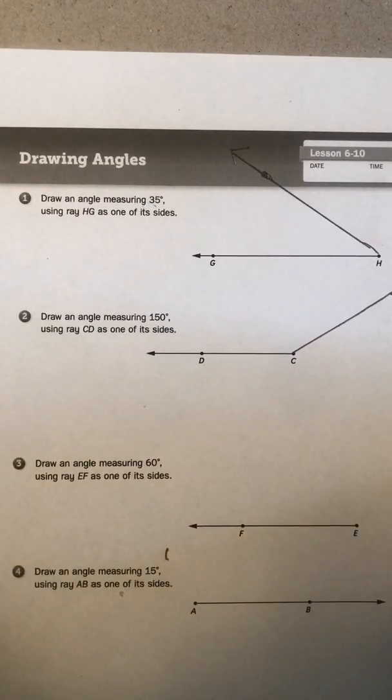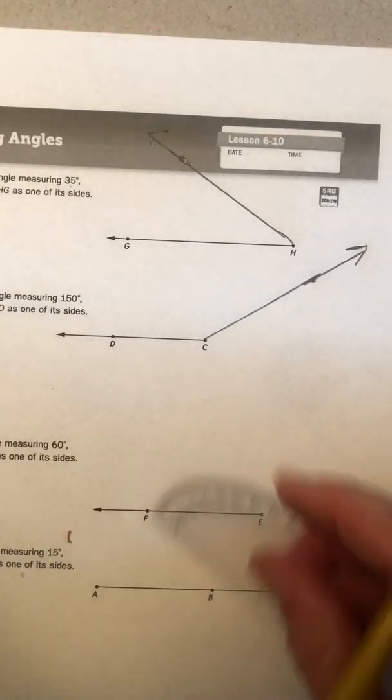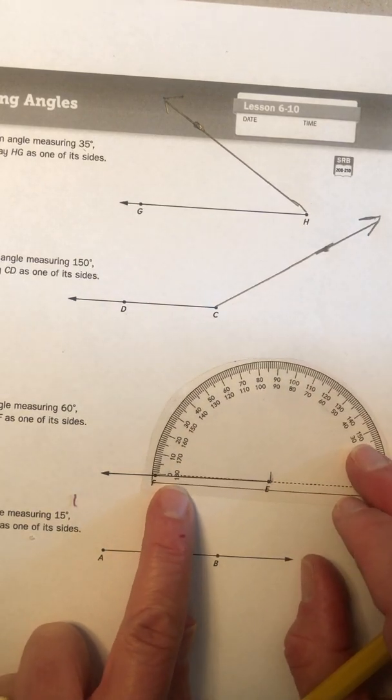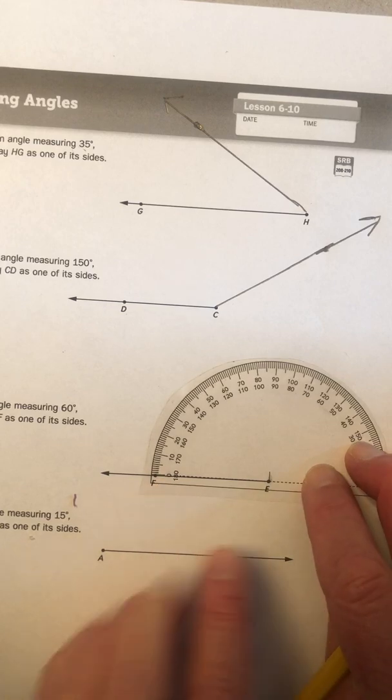Number 3, draw an angle measuring 60 degrees using ray EF as one of its sides. Again, at any point in time, if you need to pause the video, that is your responsibility. Go ahead and pause it. Again, remembering point E is going to go right on that center point. So go ahead and line that up. Again, that dashed line should be right on top of that ray.